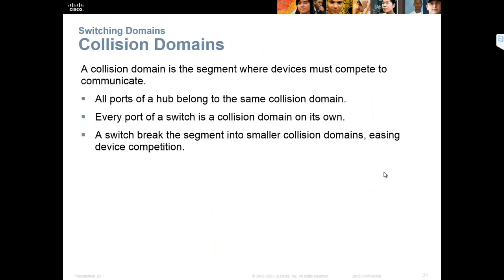So now something we've got to make sure that we understand are switching domains and collision domains. A collision domain is the segment where devices must compete to communicate. This is where hubs, if you happen to run into hubs, come into play. All ports on a hub belong to the same collision domain. Every port on a switch, however, is a collision domain of its own. A switch breaks the segment into smaller collision domains, easing device competition.